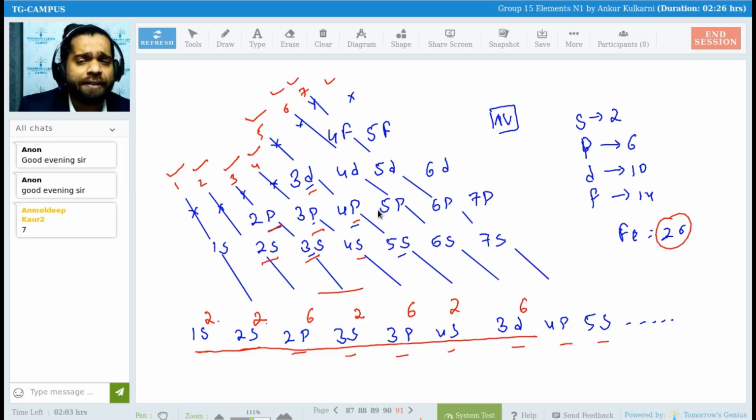Now, no matter if someone gives you atomic number 55, or someone gives you atomic number 88, if you know this table, if you know this trick, you can write down the electronic configuration without doing any mistake. Is it clear, everyone? I hope everyone is clear.